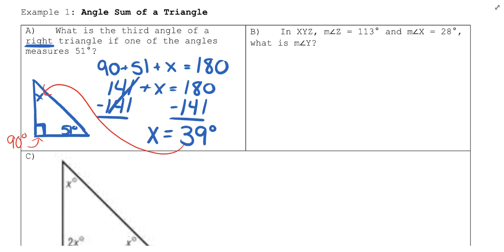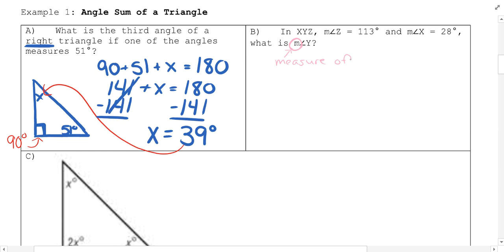Looking at example 2, it says in triangle XYZ, the measure of angle Z is equal to 113 degrees, and the measure of angle X is equal to 28 degrees. What is the measure of angle Y? And if you haven't noticed, every time I see this M in front of the angle, that means the measure of.